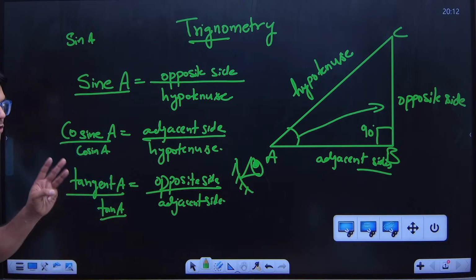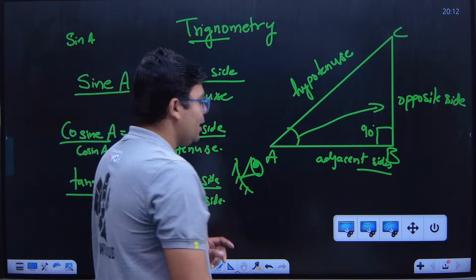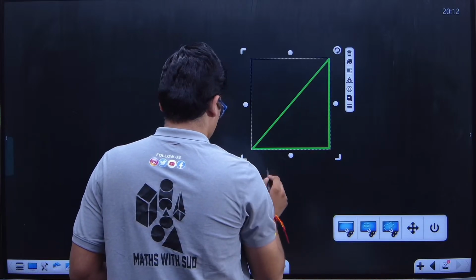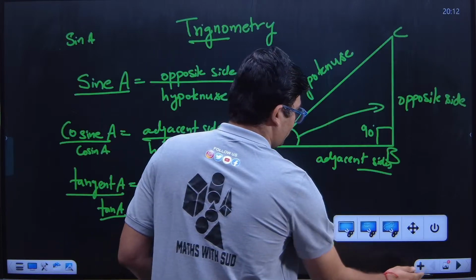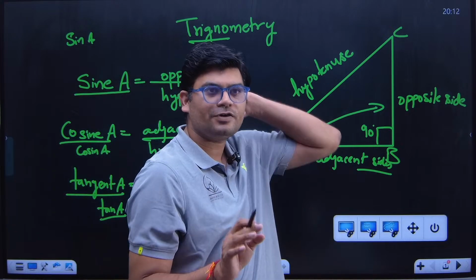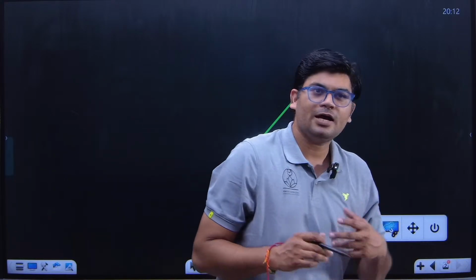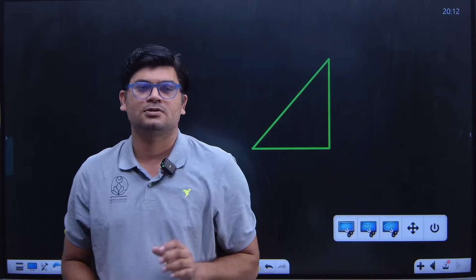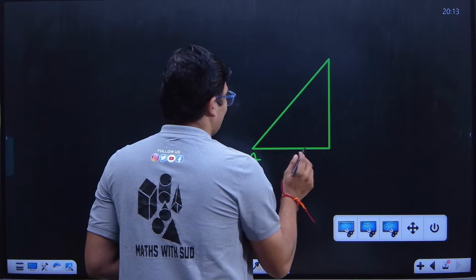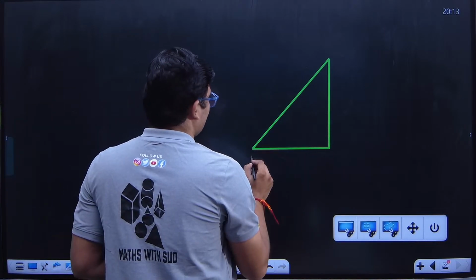Okay, there are three trigonometric ratios. So now I am going to make a triangle in front of you. What about cosec and sec, sir? Yes, I will come to that, but first, let's learn the first three. The other three are only reciprocals. If you can understand the first three, then the other three you can simply do.